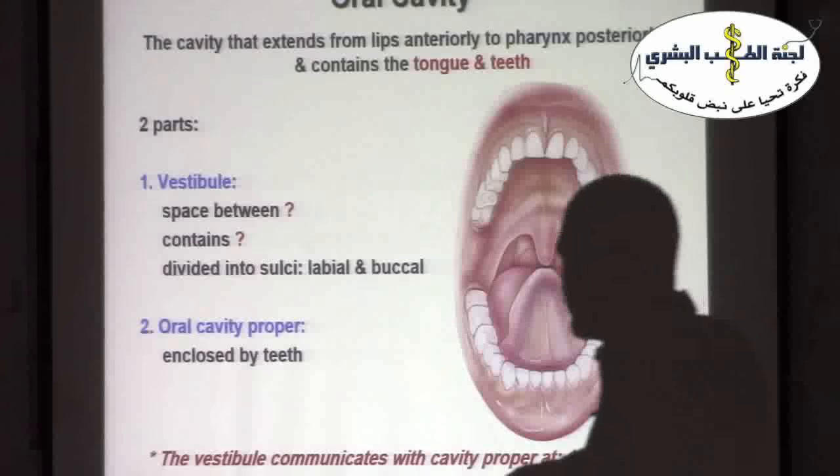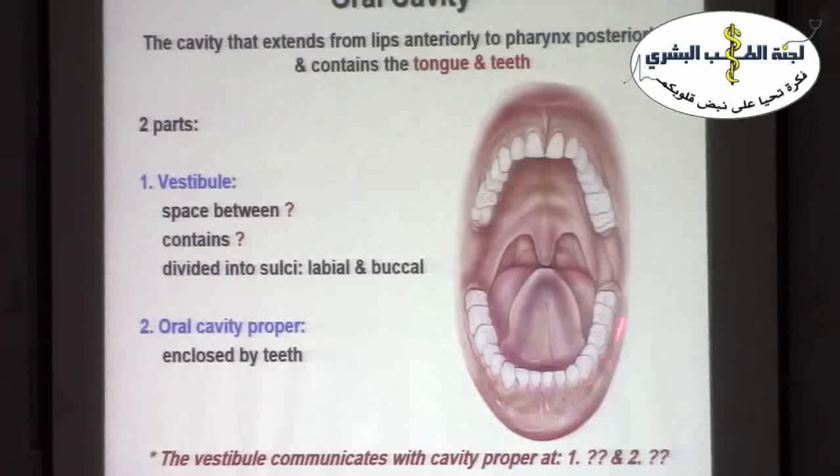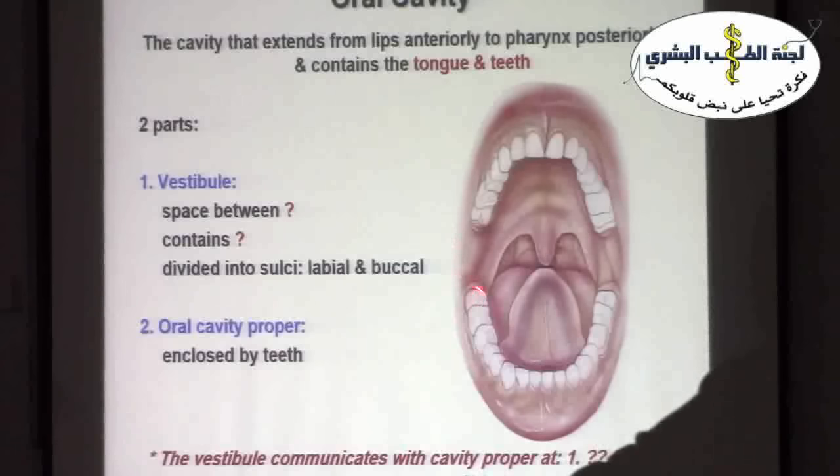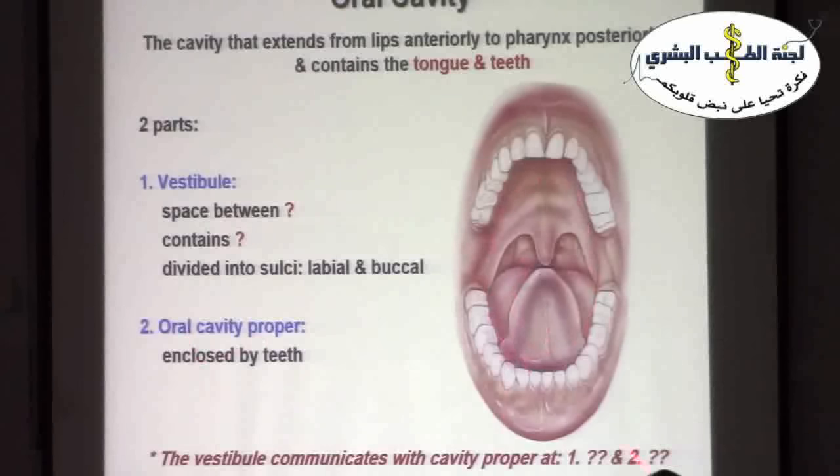The vestibule is not that important, you just need to know its borders. It is this sulcus, or this space, which is bordered inside by the gum, gingiva, and teeth, and from outside by the lips and cheek. So by the lips and cheek from outside, by the teeth and the gum from inside. So this space here is the vestibule, while the space that is occupied when you close your teeth, inside the teeth, all of this, which contains mainly the tongue, is the main oral cavity, the oral cavity proper. So this here is the oral cavity proper, and this here is the vestibule.